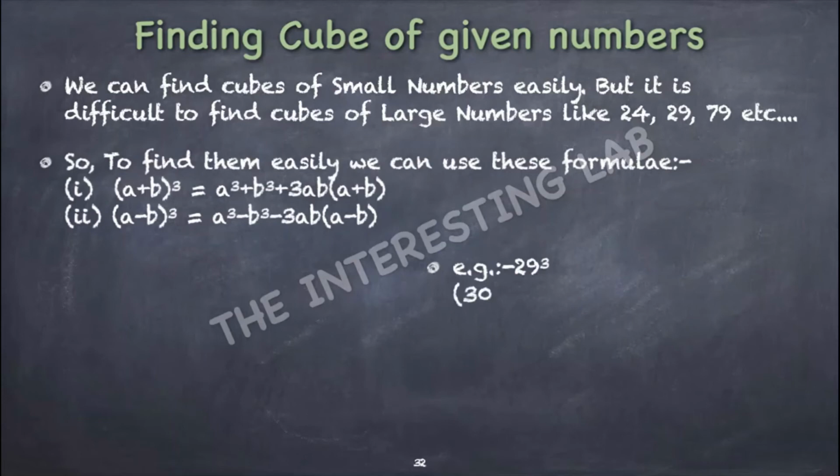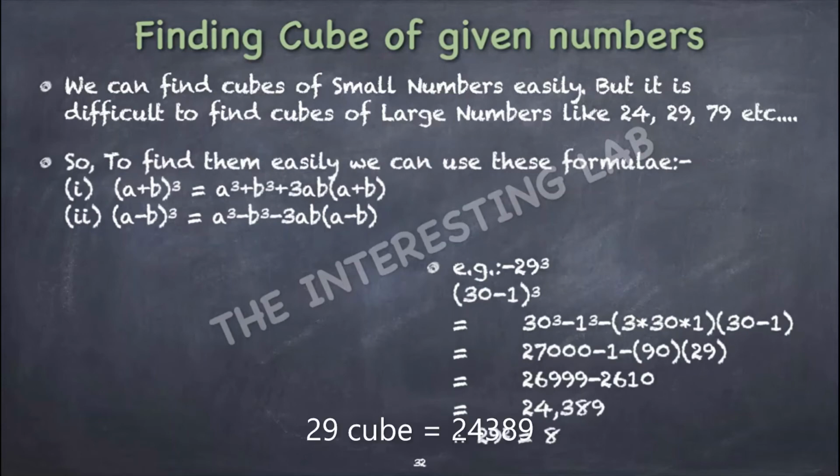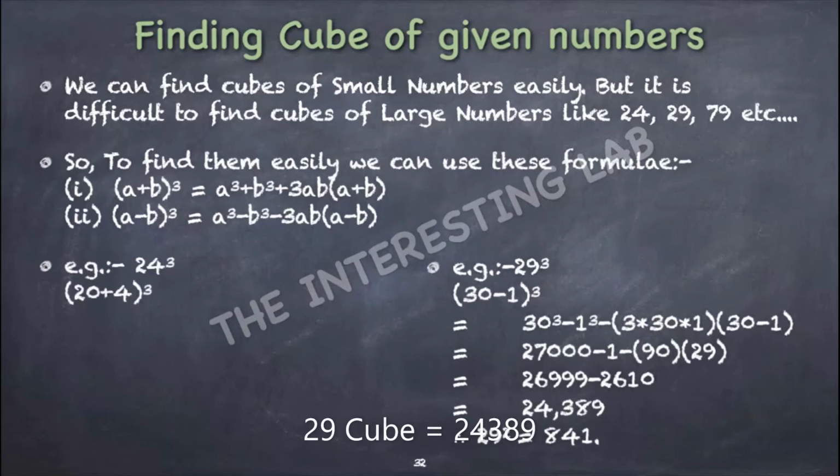E.g., 29 cube. (30 minus 1) whole cube equals 30 cube minus 1 cube minus 3 times 30 times 1 of (30 minus 1), equals 27,000 minus 1 minus 90 of 29, equals 26,999 minus 2,610, equals 24,389. 29 cube equals 24,389.